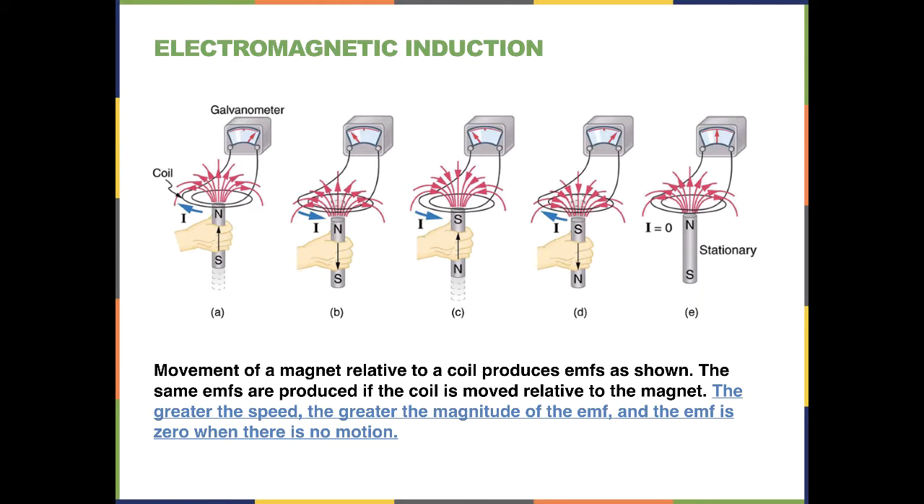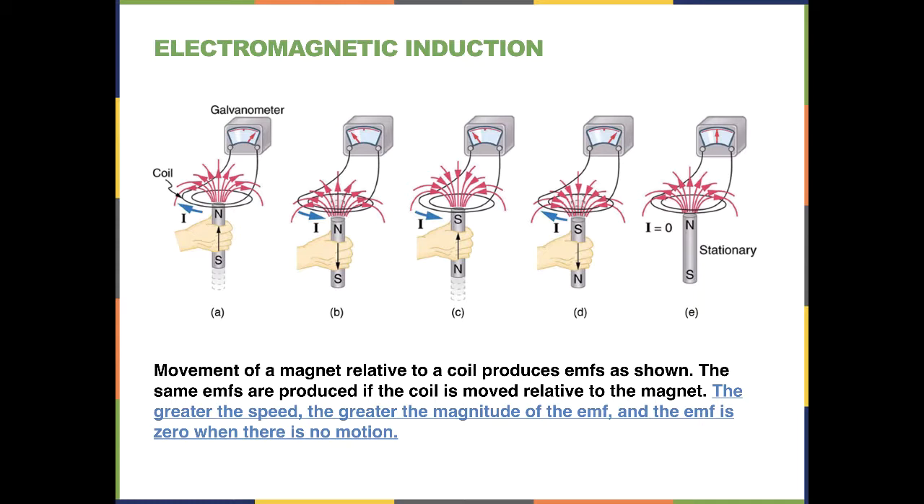The movement of a magnet relative to the coil produces the electromagnetic force as shown. The same EMFs are produced if the coil is moved relative to the magnet. So the magnet can be moving or the coil can be moving. The greater the speed, the greater the induced EMF. And the EMF is zero when there is no motion.